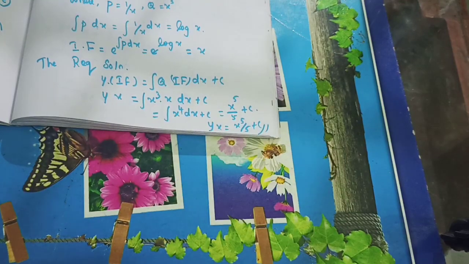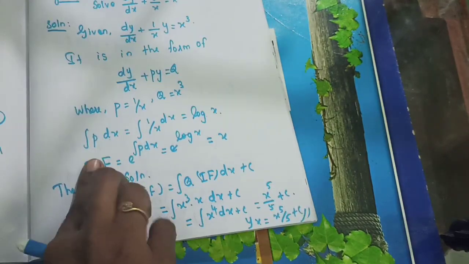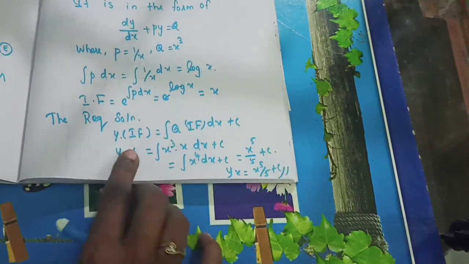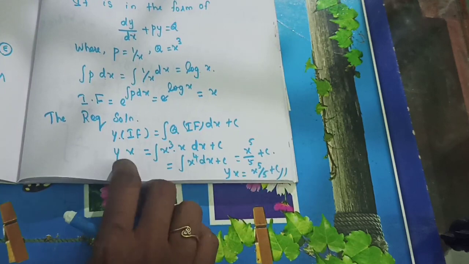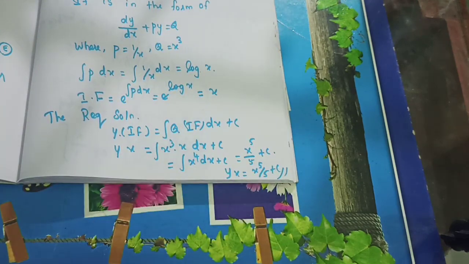So it's very easy. Only one thing: this is the formula we will use here. Y into integrating factor is not different; it is y into e power integral of p dy. That is the meaning. Because of that, we are writing it here as p dx. Only here it is y. So y into integrating factor: we will find all the values and substitute.